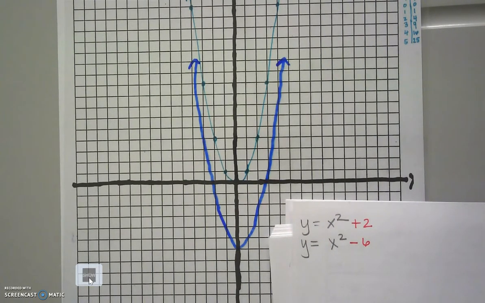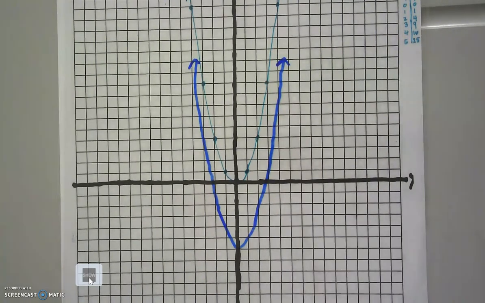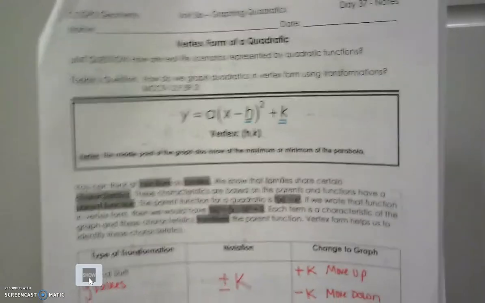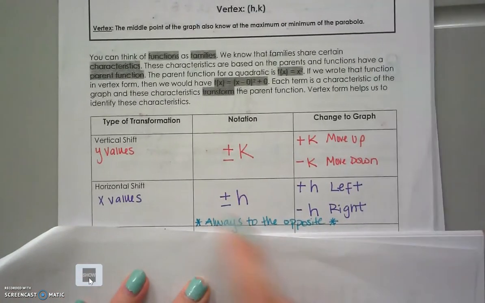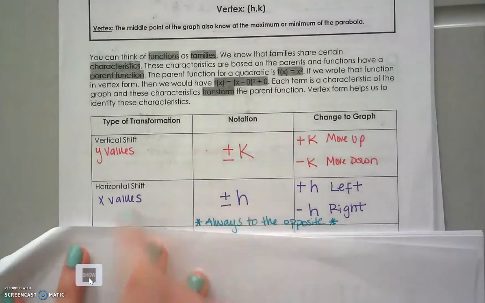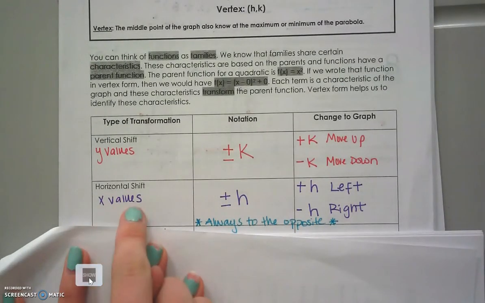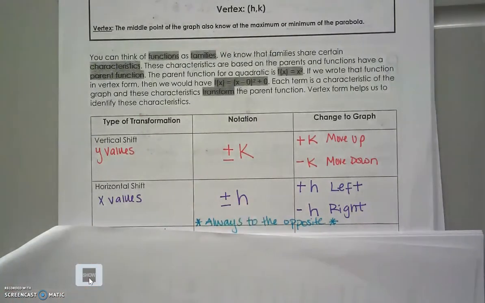Let's talk about a horizontal shift now. When I look at my vertex equation, my horizontal shift is the h value. Horizontal is going to affect x values, and it's a plus or minus h. But remember, anytime something is by the x with quadratics, we're always going to think the opposite. We're always going to do the opposite.